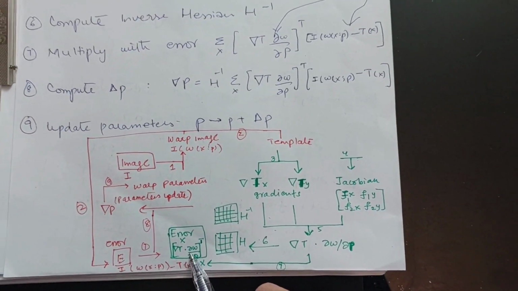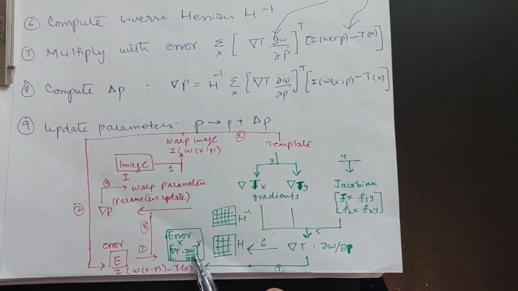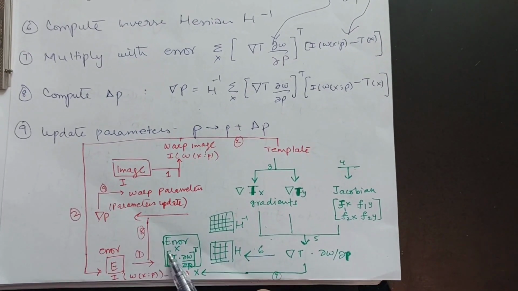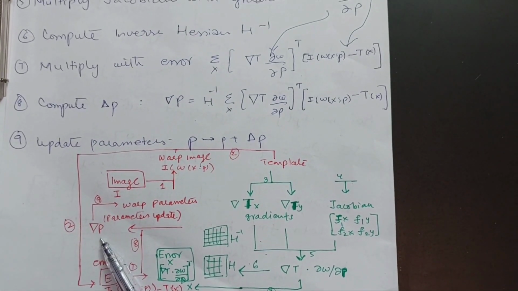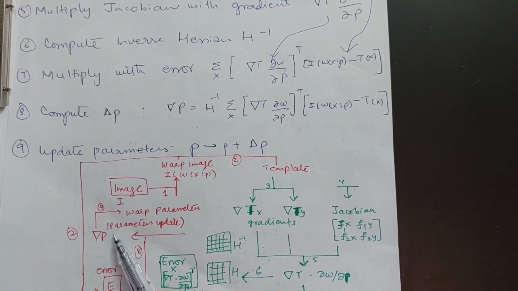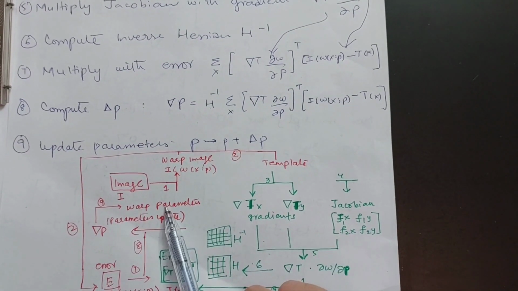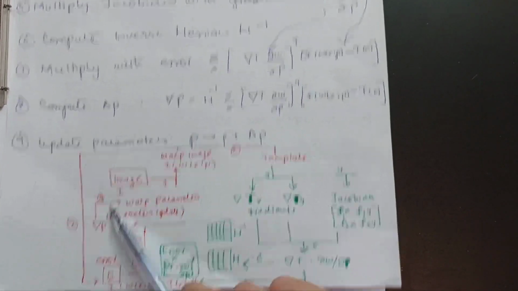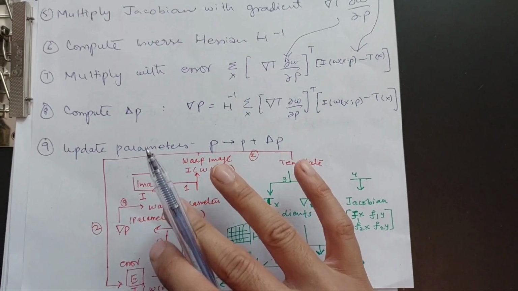So you multiply that Hessian inverse with your error, and you multiply that term with this term, the gradient and the Jacobian transpose. So you have three terms: the error, this term and Hessian inverse, and when these are all multiplied together they give you your delta p, and this delta p when added to your previous p will update your parameters. And you will keep repeating this update of parameters until you stop tracking.